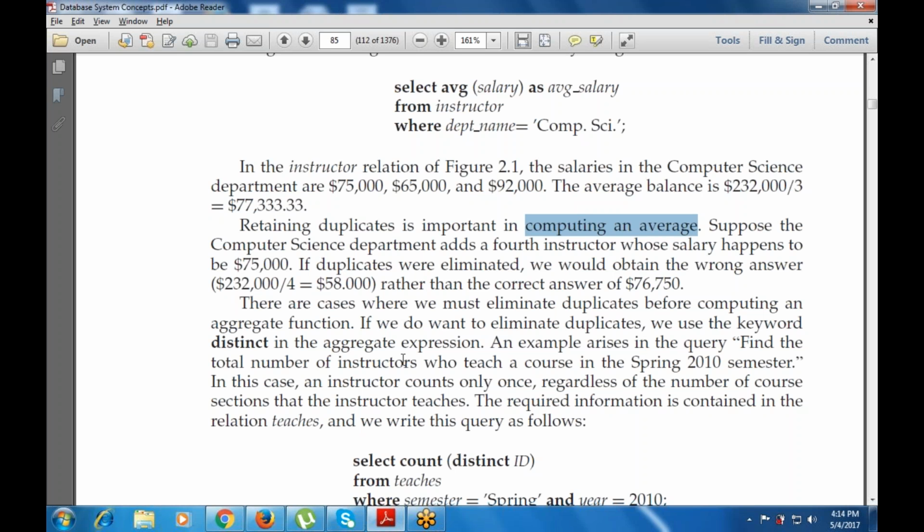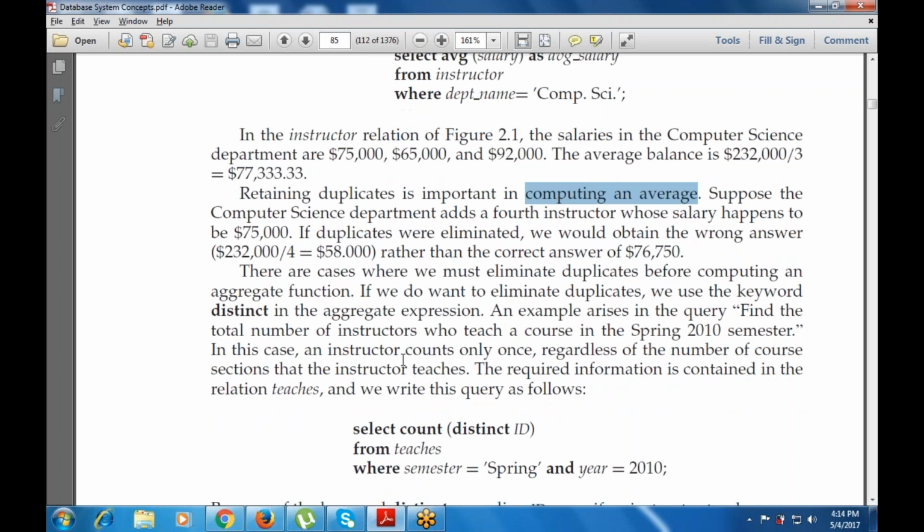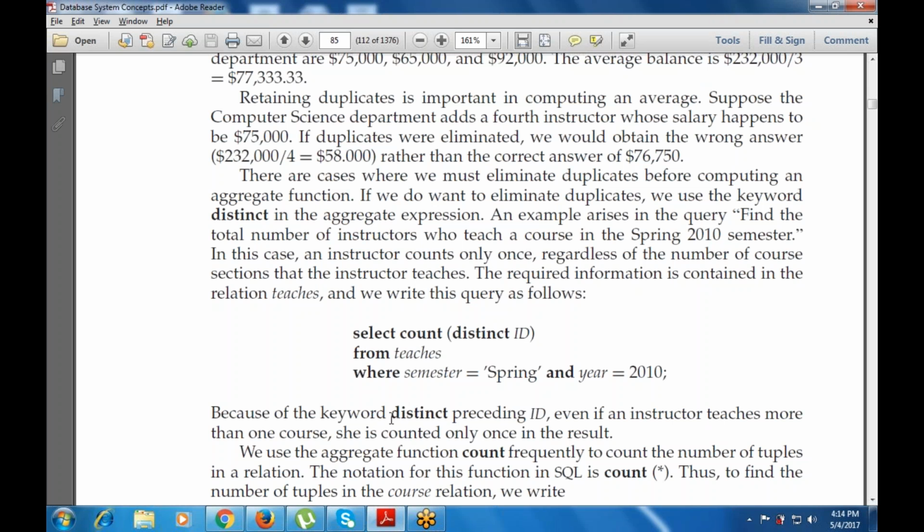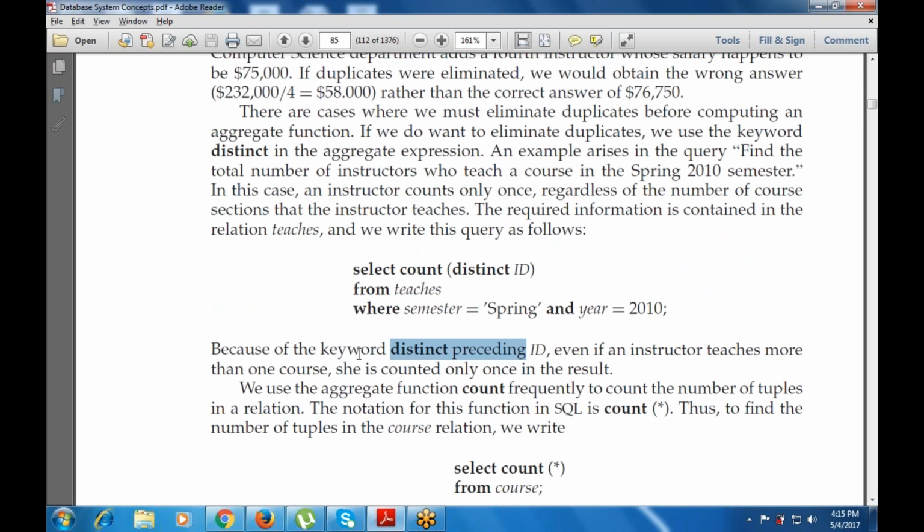Yes. So we have to use the count function as well as distinct ID. We are taking only the distinct ID because ID is a primary key. So the query is: select count distinct ID from teachers where semester equals string and year equals 2010. Because of the keyword distinct preceding ID, even if an instructor teaches more than one course, he is counted only once in the result.